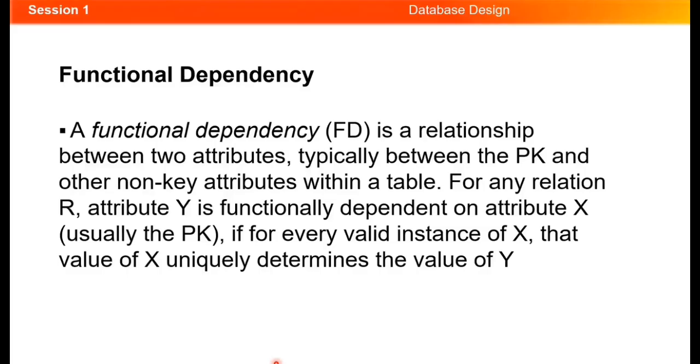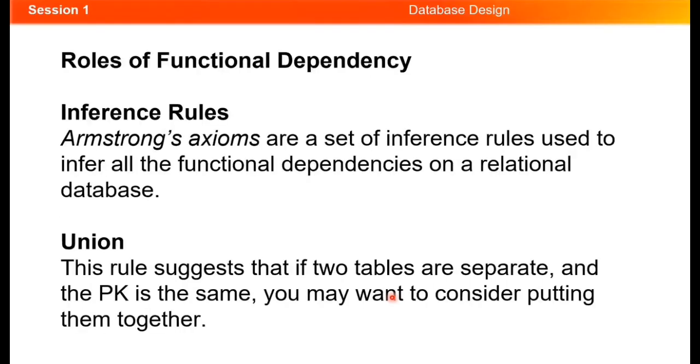For any relation R, attribute Y is functionally dependent on attribute X, usually the primary key, if for every valid instance of X, that value X uniquely determines the value of Y. So we can see here from these dependencies how the functional dependency relationship works.